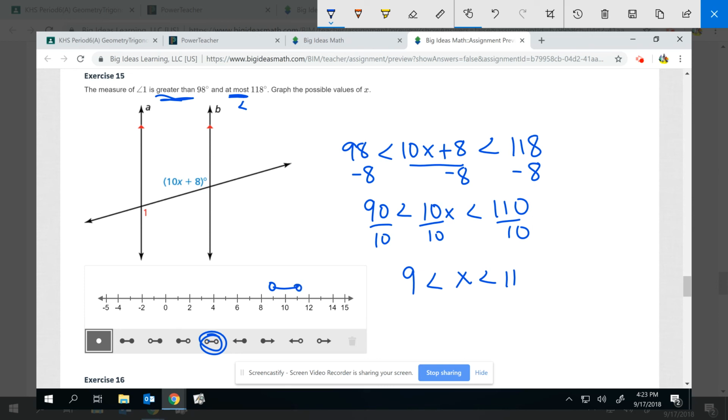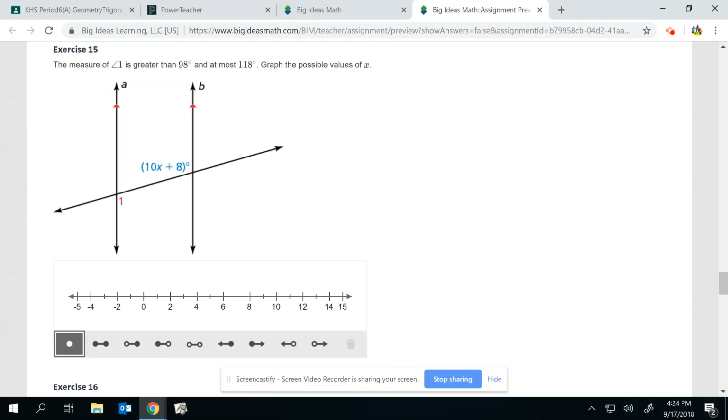So let me do that on the graph here. So I hit the 2 open circles. I don't know if it's going to let me drag it up there. Oh, it did. Okay, and open to there. So open circle at 9, open circle at 11, because it's got to be greater than 98. It's got to be at most 118. Oh, wait, at most. At most.